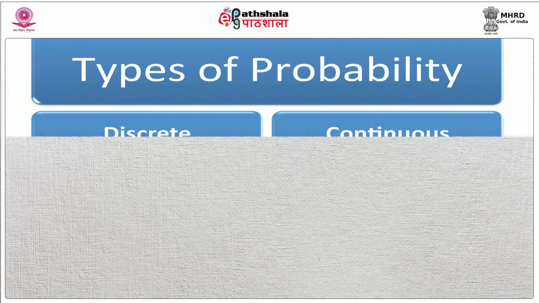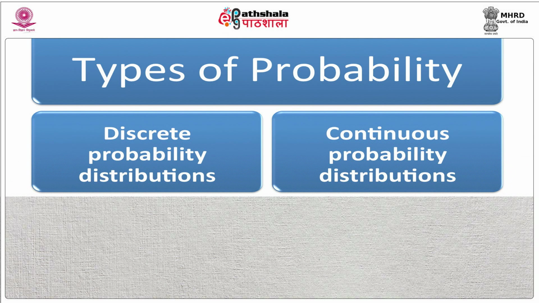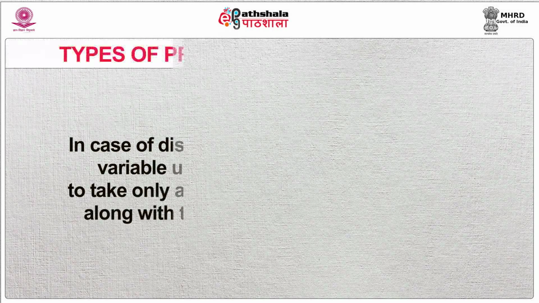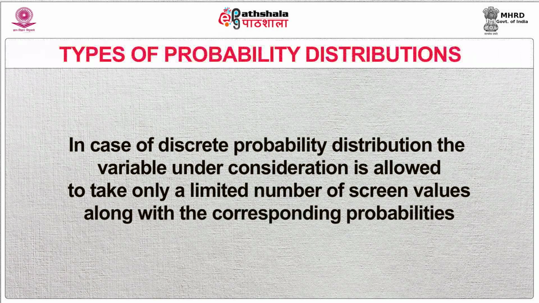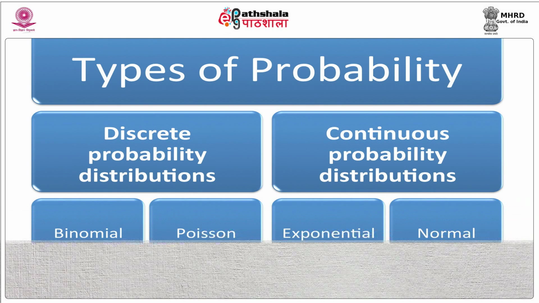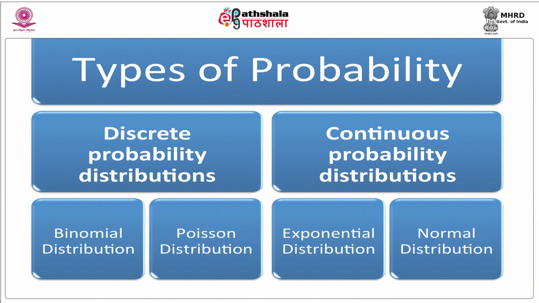The types of probability distributions. The probability distributions can be categorized under two broad heads, that is discrete probability distribution and continuous probability distribution. First we will take the discrete probability distributions. In case of discrete probability distributions, the variable under consideration is allowed to take only a limited number of discrete values along with the corresponding probabilities. The two most important discrete probability distributions are the binomial probability distribution and the Poisson probability distribution.